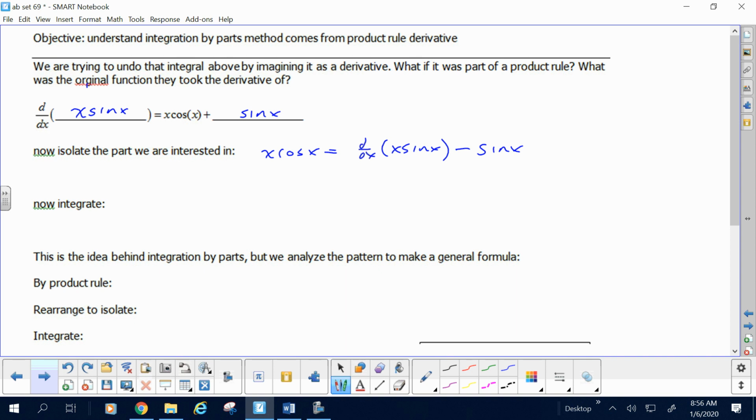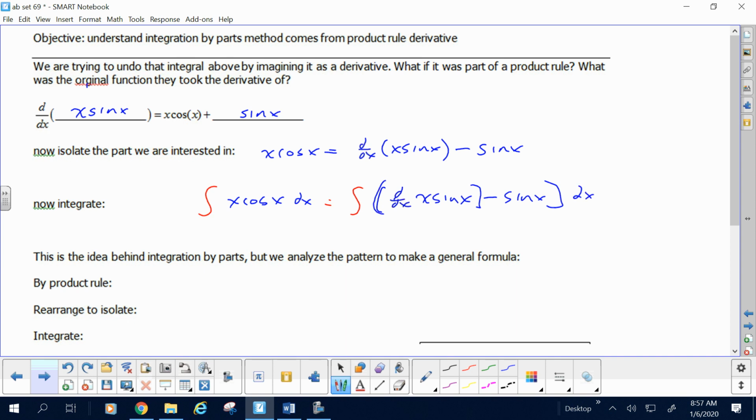Well, integration is just like all other operations in math. You can do integration to one side of an equation so long as you do that to both sides of the equation. So I'm going to integrate both sides with respect to x. So would you throw on an integral there of the derivative of x sine of x minus sine of x, all with respect to x.